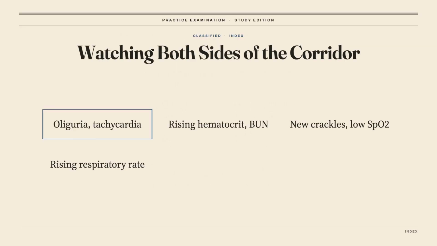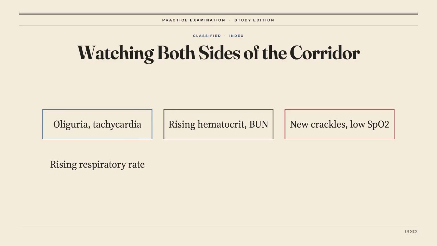Nurses titrate within a corridor. Under resuscitation shows up as oliguria, tachycardia, and rising hematocrit or BUN, while over resuscitation floods the lungs, causing crackles, falling oxygen saturation, and rising respiratory rate. CT scans, antibiotics, and PPIs feel more sophisticated, but none of them restore circulating volume first.